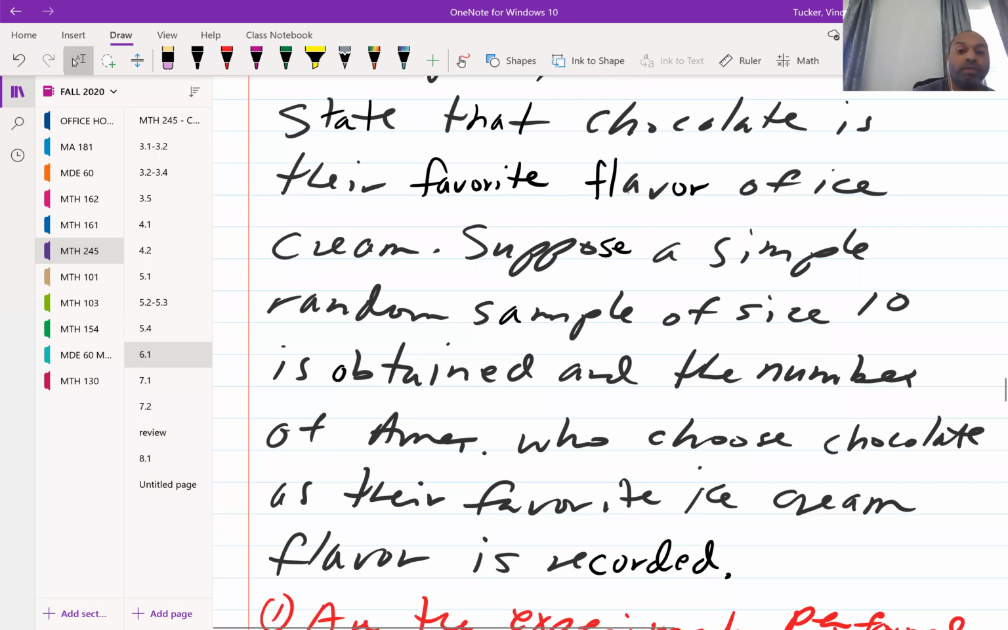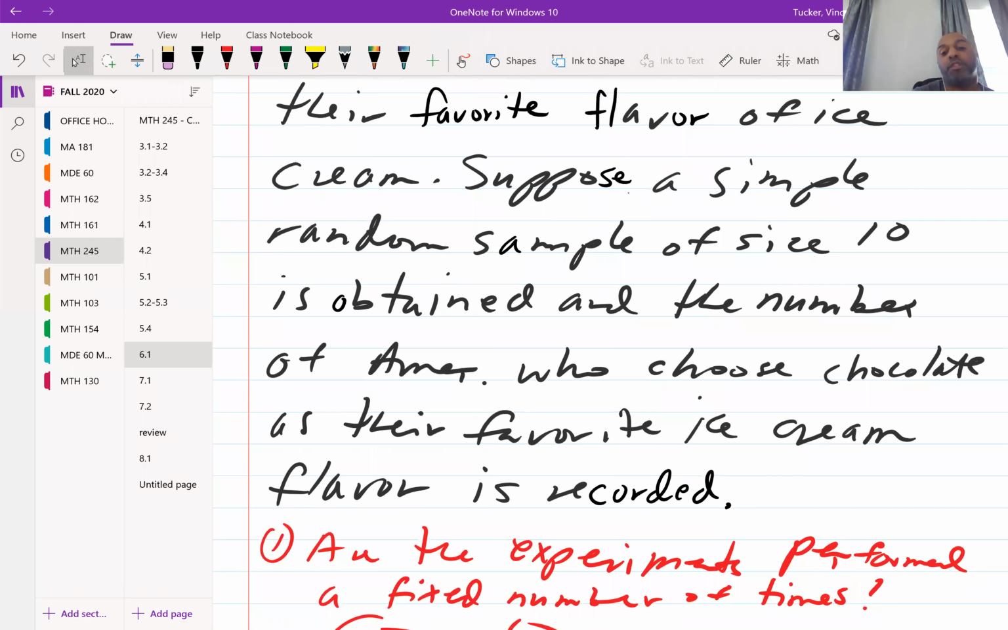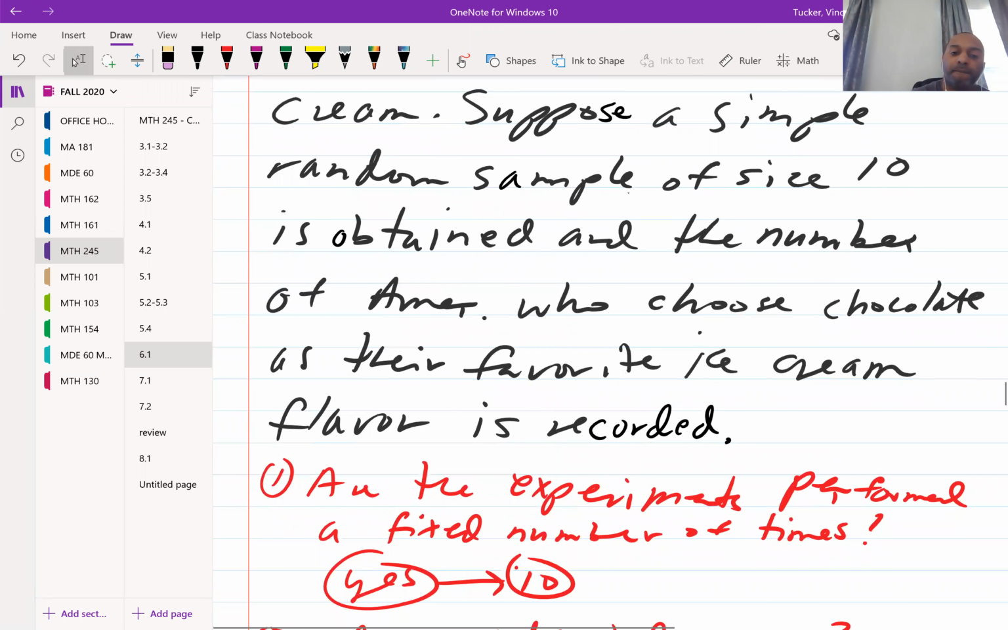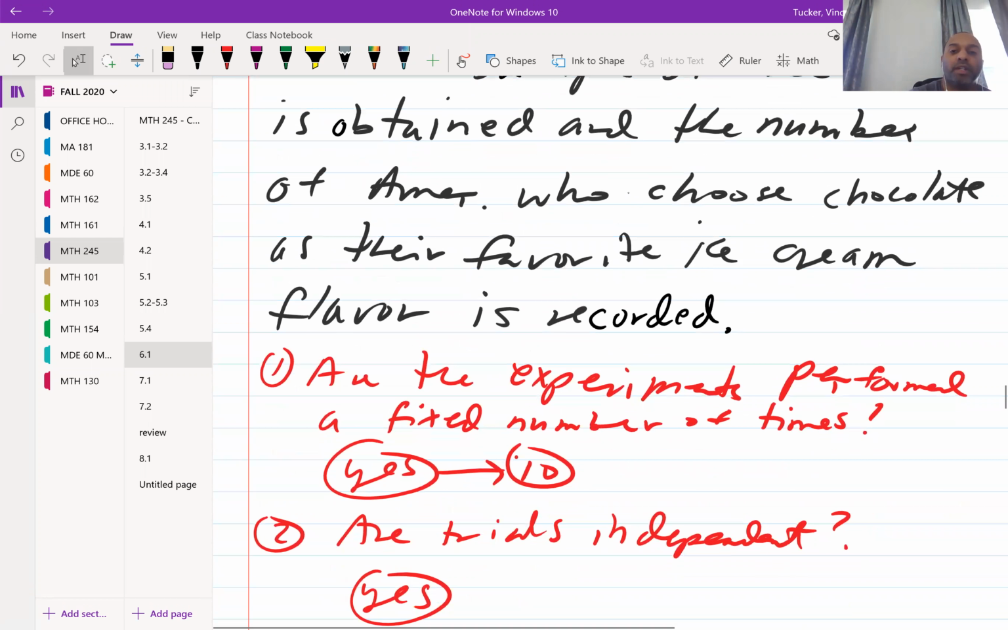All right, so we have to see if it fits the criteria. First of all, are the experiments performed a fixed number of times? The answer is yes, picking out a sample size of 10. Are the trials independent? Yes. Someone choosing chocolate ice cream as their favorite flavor has nothing to do with the next person choosing chocolate ice cream as their favorite flavor.